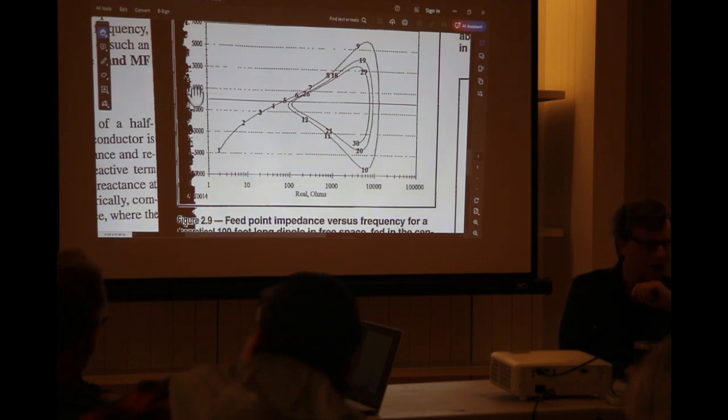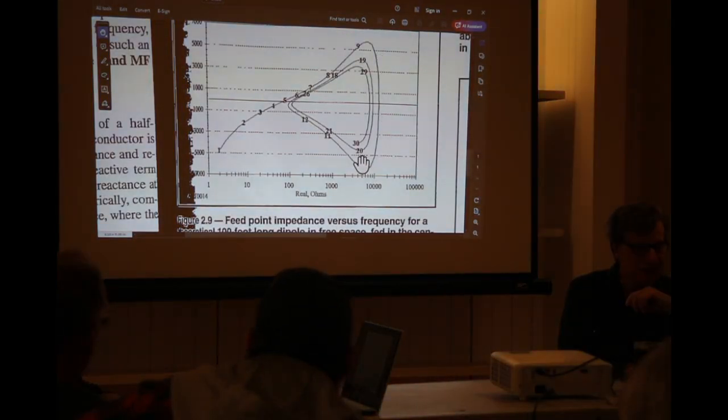Oh, that's reactance. This reactance. So minus 7,000 ohms up to 7. Frequency? Well, the frequency is following along here. So frequency is 1, 2, 3, 4, 5 megahertz. These are megahertz. Okay. Yeah, these are megahertz.